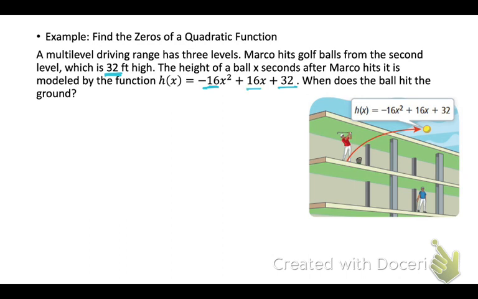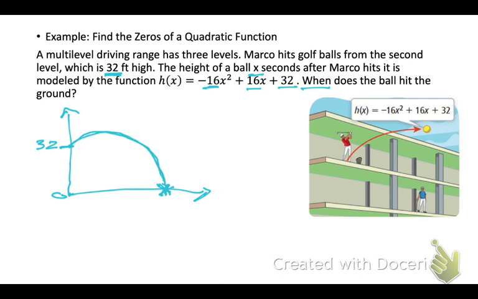So when does the ball hit the ground? When y is 0, we've got to find that x. I'm starting at 32 and I hit the ball. When does it hit the ground? When y is 0. It says x seconds, so x is seconds, right? How long that ball is going to be in the air before it touches the ground.